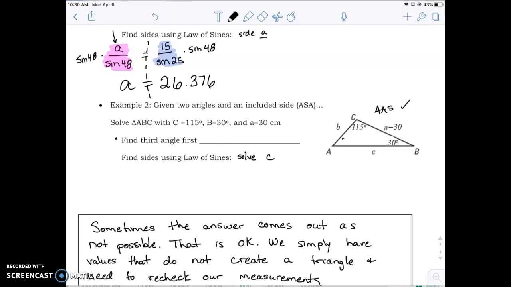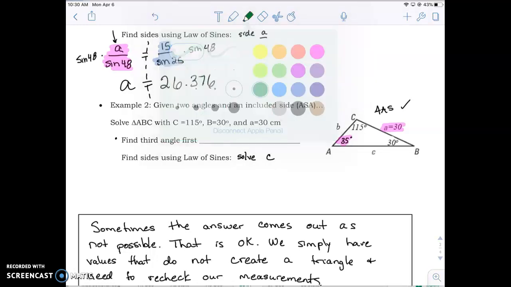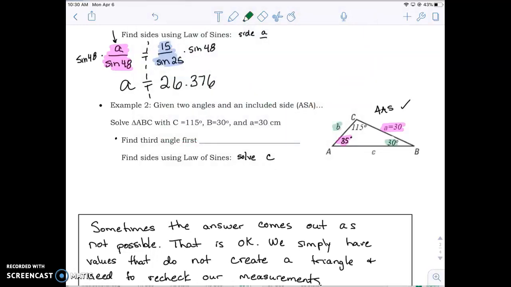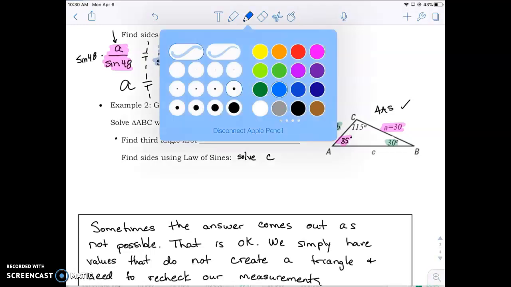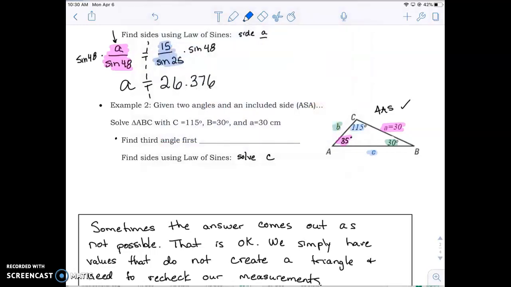So A is 35 degrees. Okay, now we can proceed. Here's where I got stuck. You have to have one angle matched with a side that has a value. So here I have an angle that matches with a side. Before I did not. I had angles, but they didn't match with a number on a side, so I didn't have enough information to proceed.